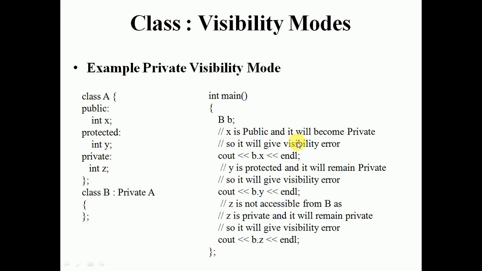Next is the protected member. The protected member also becomes a private member in class B, so it will give a visibility error because we are accessing the private member outside the class. And Z was in the private section, that cannot be inherited into the next level, so it will also give a visibility error.